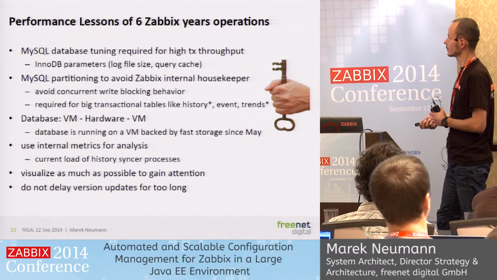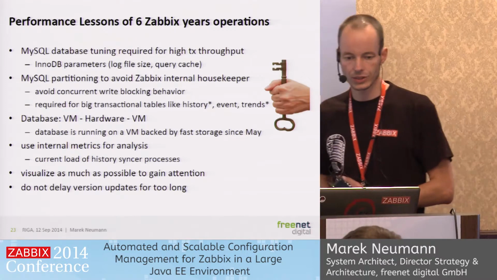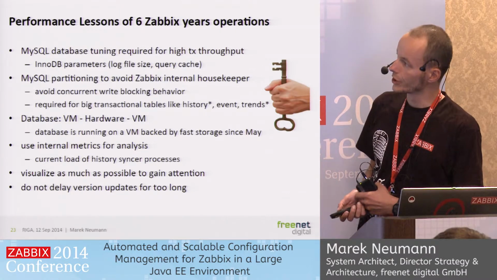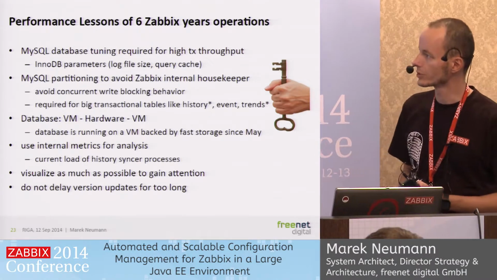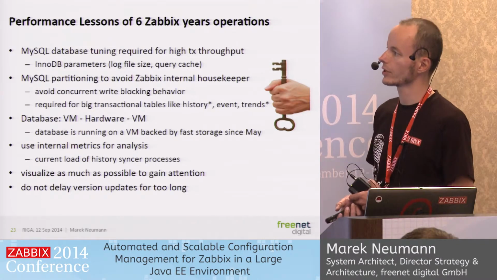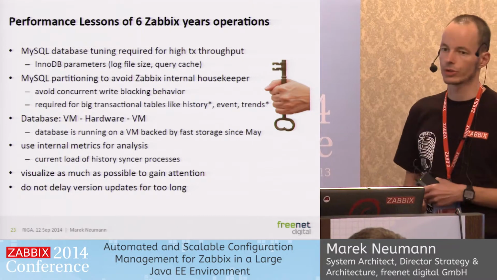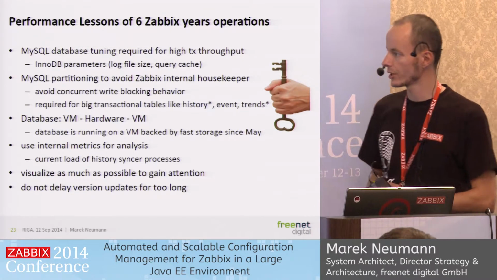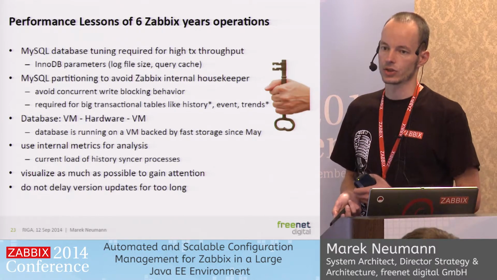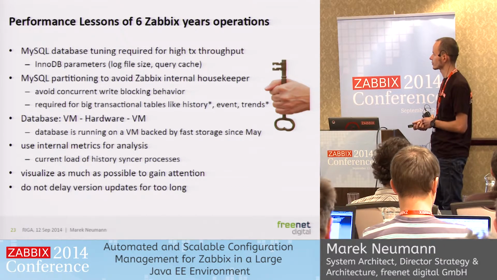Yeah, performance lessons. Now, after 6 years of Zabbix operation, the MySQL database tuning is required for high throughput. So we don't use the Zabbix internal housekeeper. We are using MySQL partitioning to avoid the concurrent blocking behavior. First we had a virtual machine for the database, then we had a physical machine, and now we are again on a virtual machine, but we have really fast storage behind. So we migrated this year to fast EMC VNX storage.